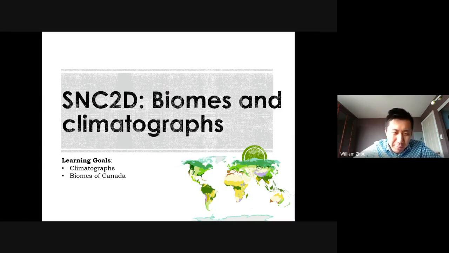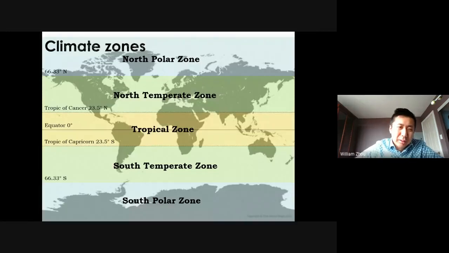So we're going to learn about climatographs and how to read them, and then the different biomes of Canada and some biomes not in Canada. All right, so here goes. So the first slide, you have this. The Earth is divided into different climate zones, and those zones reflect how warm that part of the world is.